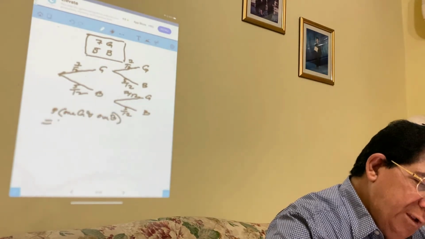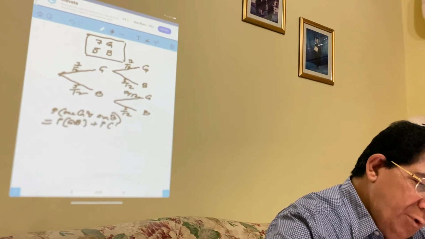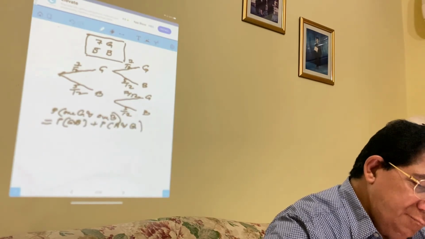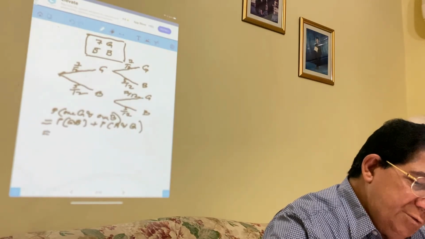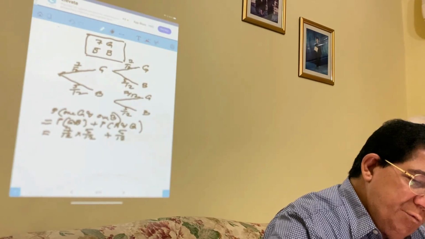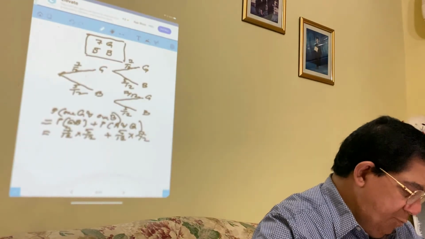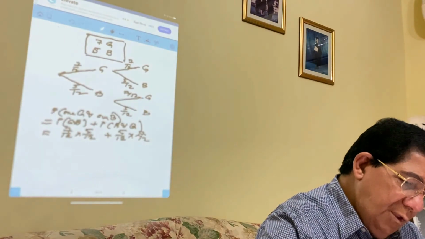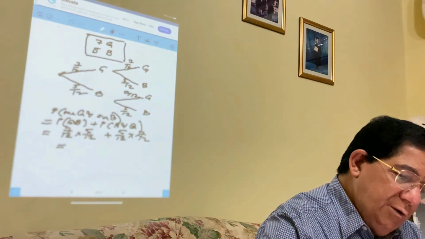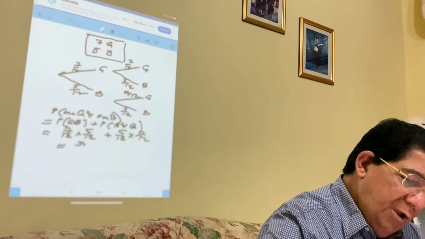That means the probability of green and blue plus the probability of blue and green, which means 7/12 times 5/12 plus 5/12 times 7/12, which is the same. We get 35/144 plus 35/144, which gives 35/72.